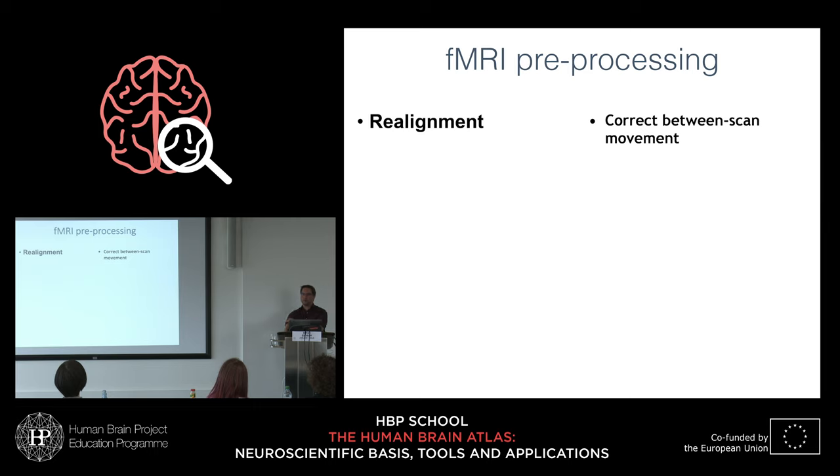So what we need to do is to realign the images such that the same point on our 3D grid always is the same point in brain space.